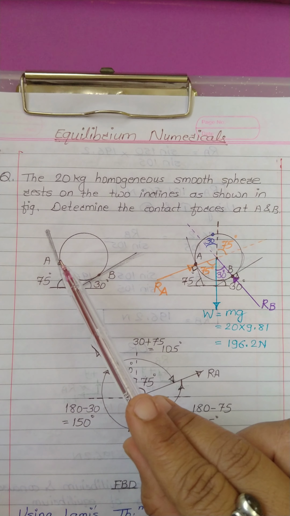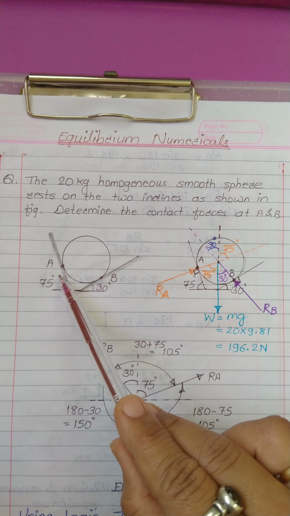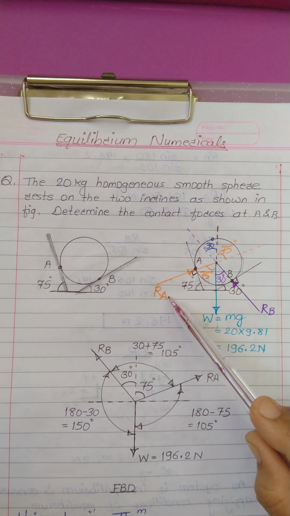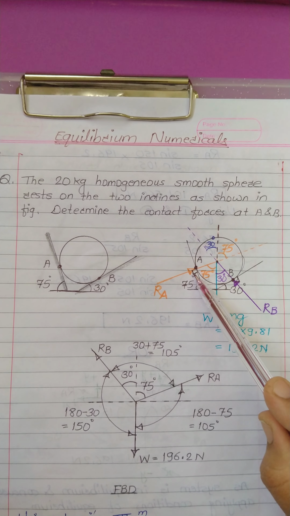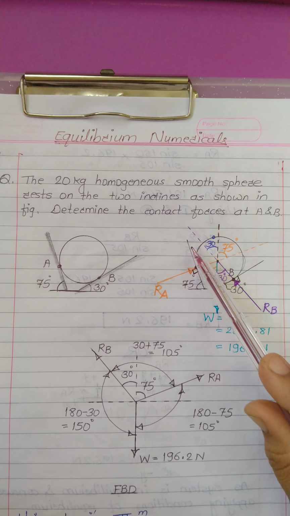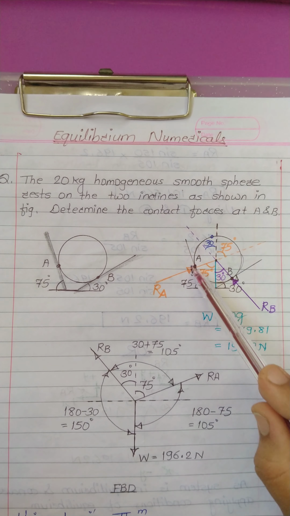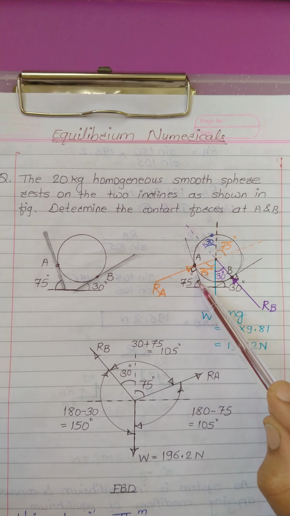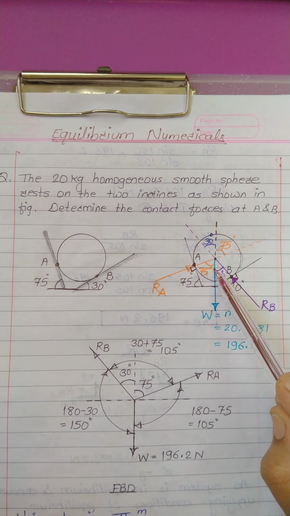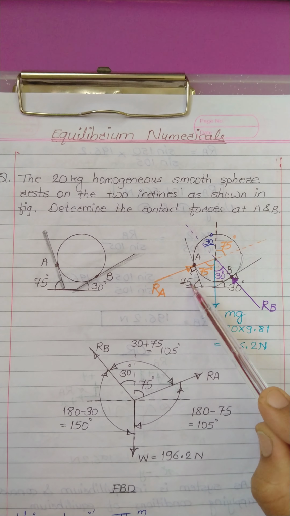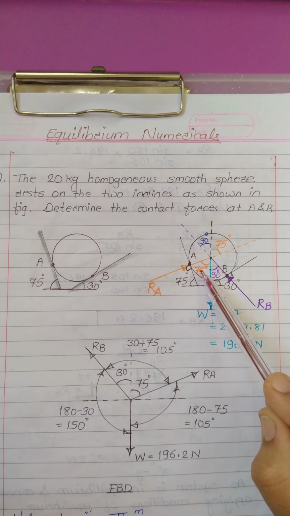Now look, at point A we have to draw a line such that it is perpendicular to this surface. Now I have drawn this line. If you observe, this line is making an angle of 90 degrees with this inclined surface. So the angle made by the inclined plane with the horizontal is equal to the angle made by the reaction with the vertical. If this angle is 75 degrees, the angle made by the reaction with the vertical axis must be 75 degrees.